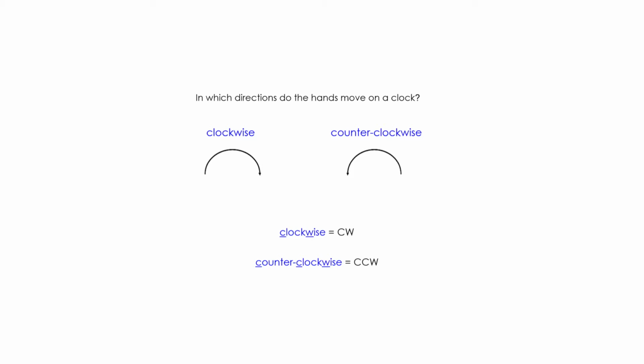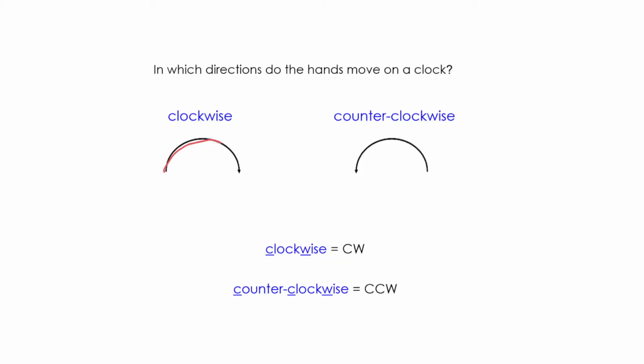In which direction do the hands move on a clock? Well, there's two directions, clockwise and counterclockwise. So a clock always moves in this direction here, so we call it clockwise. If you're going to turn the opposite direction, we call it counterclockwise. So here are the symbols for clockwise and counterclockwise.